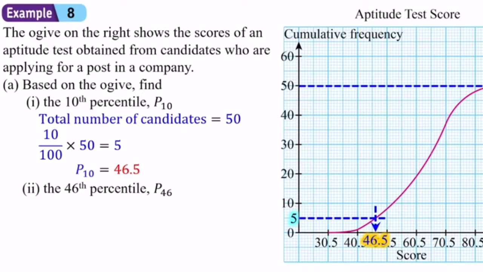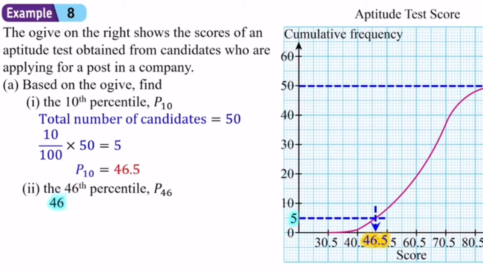So it's actually quite simple. When you see 10th percentile, you just take 10% times the cumulative frequency total, and then you get the cumulative frequency, and you draw a line that touches the point where it intersects, and you read down to the horizontal axis.